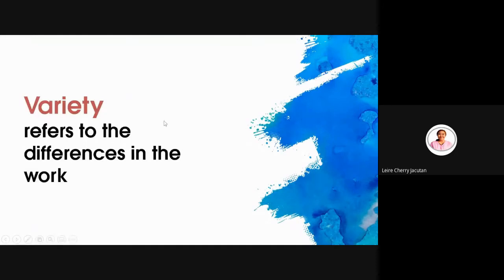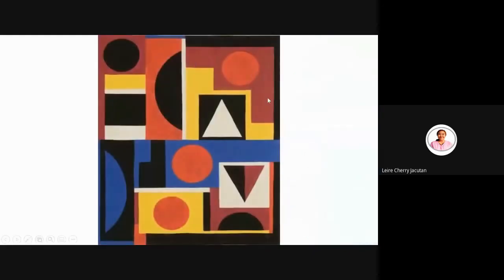So yung unity, kabaliktaran niya, yung kabaliktaran ng unity is variety. So refers to the differences in the work. So ang pino-point out naman ng variety is yung sobrang pagkakaiba, yung mga pagkakaiba-iba sa loob ng isang artwork. Yan, for example, itong painting na ito. You can see variety, dahil kasi iba't ibang shapes, iba't ibang color na pinagsama-sama sa isang picture.